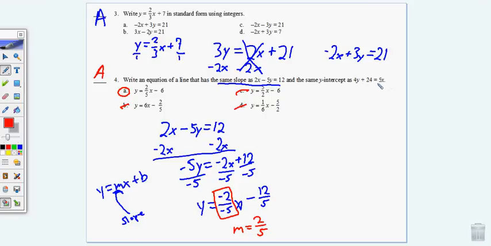Now if you really wanted to, you could take this equation, change it into y equals mx plus b, and whatever your b is would be your y-intercept. I'm guessing it's going to be a negative 6, because that is what matches up here. So we need to have the same slope as this equation, 2 over 5, and we need to have the same y-intercept as this one. You could do that to check, or if you know that the only one that matches your same slope is A, you could just go with A.